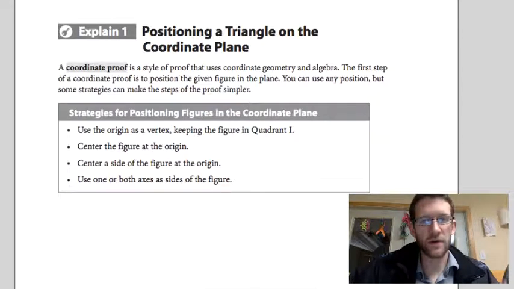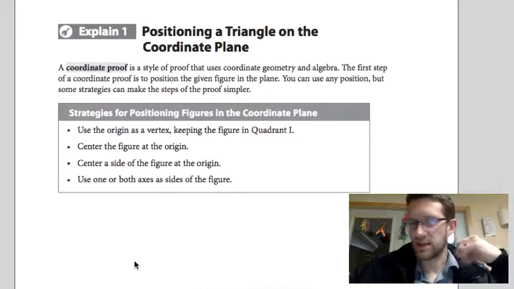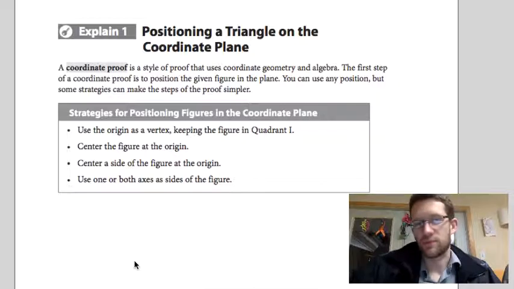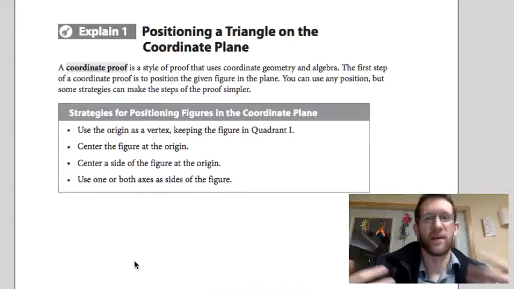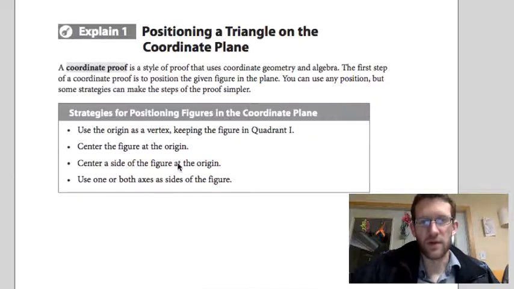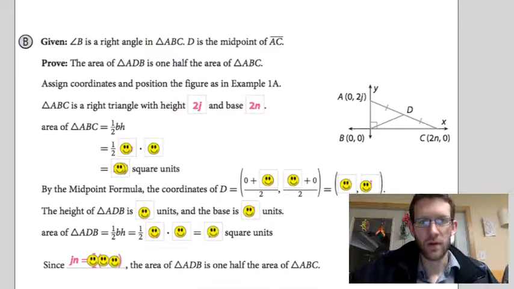So here are just some tips for coordinate proofs. Usually it's a smart idea to involve the origin somehow, right? You can position figures anywhere in the coordinate plane. However, the origin is really handy because the origin has zeros, and zeros are really easy to work with mathematically. Subtracting zero is easy, adding zero is easy, multiplying by zero. So try and do that. Similarly, use an axis if at all possible for one of the sides, because again it's a zero value, so it makes things easy to work with.